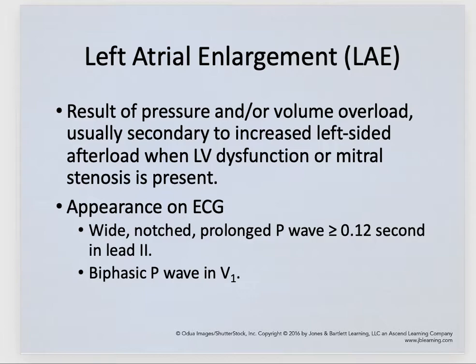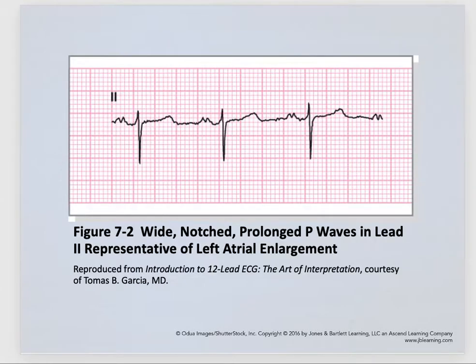wide, notched, prolonged P waves in lead 2 and a biphasic P wave in lead 1. So here we see wide notch. You see the P wave doesn't look like one hump, right? That's biphasic, right? So it's notched. It's not just the regular hump, and that's what we see in left atrial enlargement.